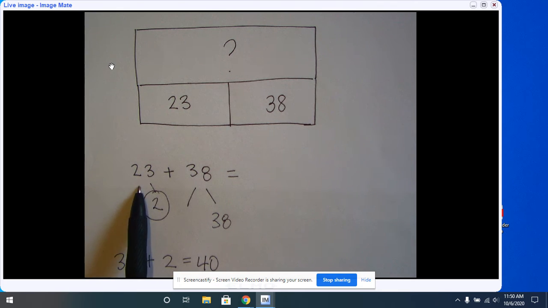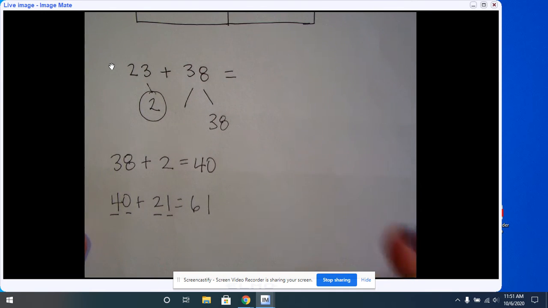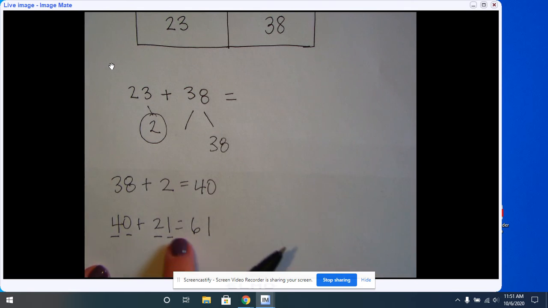And then if I had 23 and I took 2 away, 23, 22, 21, I have 21 left. So I'm going to do 40 plus 21. 40 and 20 is 60. 0 and 1 is 1. So I think that Farmer Jones had 61 pumpkins to start with.